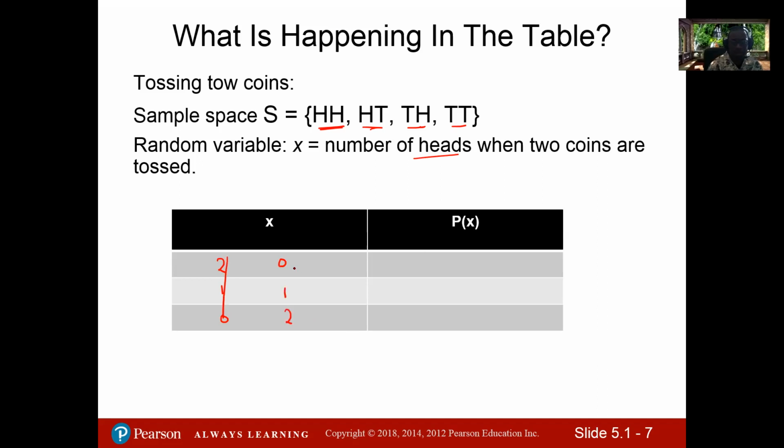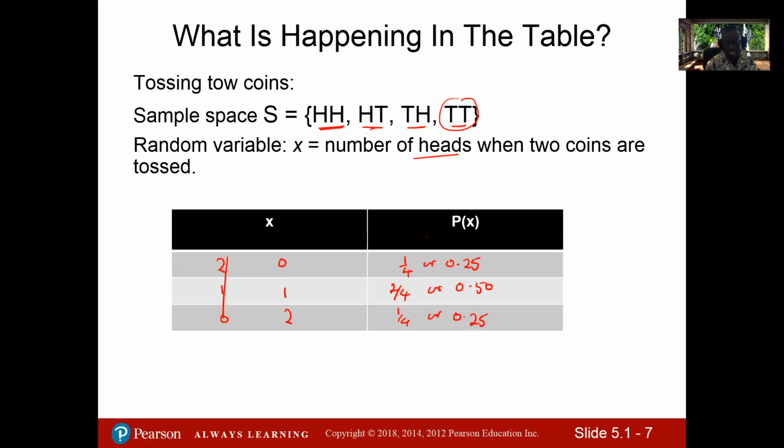What is the probability? Out of these 4, there is one that has no heads, so that is 1/4, or 0.25. For one head, there are 2 of them, 2 out of 4, that is 2/4, that is 1/2, so 0.50. And for 2 heads, there's only 1, that's also 1/4, or 0.25.